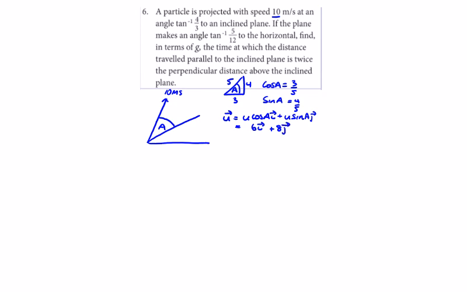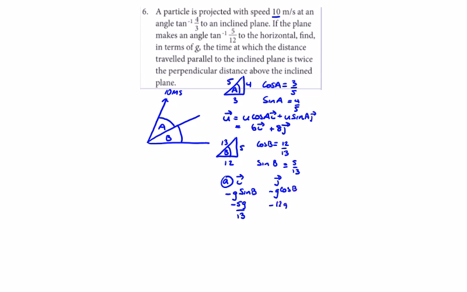So this plane makes an angle inverse tan of 5/12. So let's get cos and sine so we can get our accelerations. The inverse tan of 5/12, 13. So cos B, 12/13. Sine B is going to be 5/13. We want the accelerations. Acceleration in the i direction is going to be minus g by the sine of B, so minus 5g/13. And in the j direction, minus g by the cos of B, which is minus 12g/13.